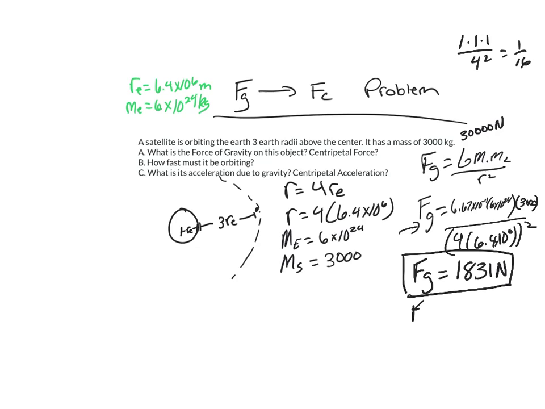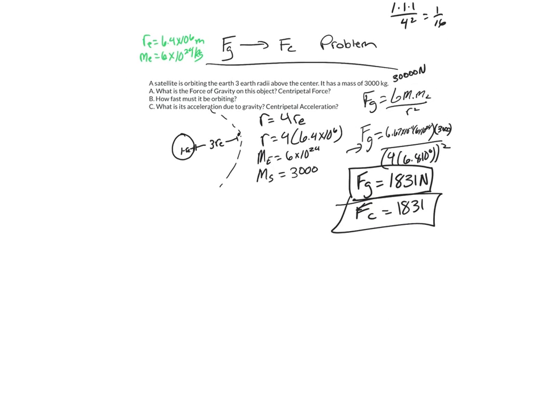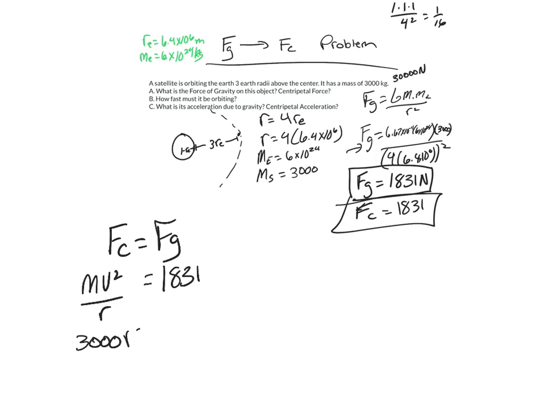This is also the centripetal force, because it's the force pulling it in toward the center of the circle. So let's take a look at how fast it must be orbiting. What we're going to do is set centripetal force equal to force of gravity. We've already found that, it's 1831. And this is equal to m v squared over r. Now this m is the mass of the satellite, which is 3,000. So 3,000 v squared divided by 4 times 6.4 times 10 to the 6th has got to equal 1831.